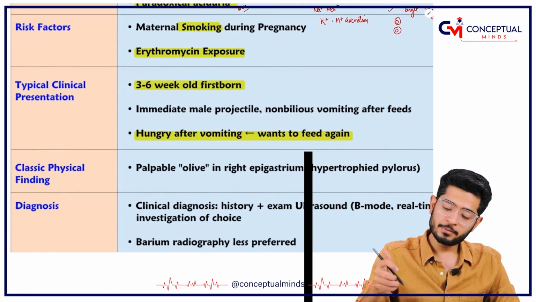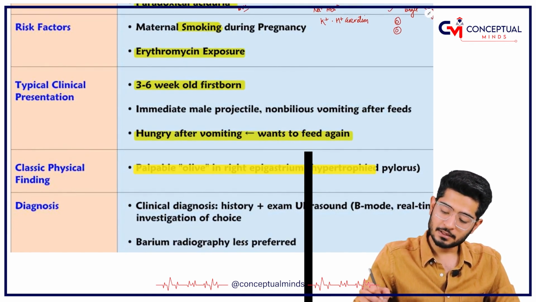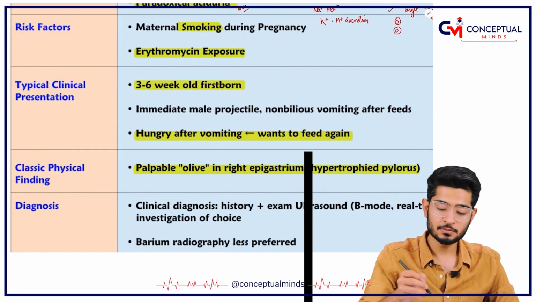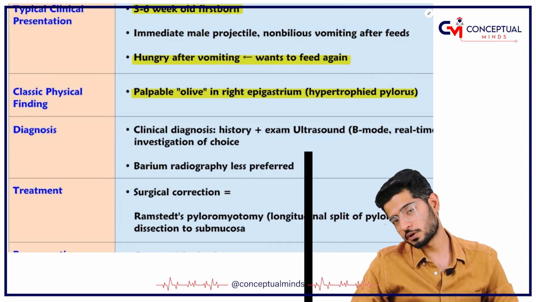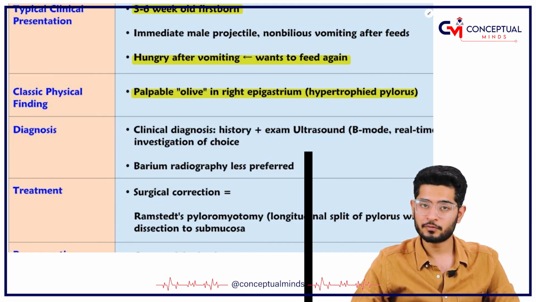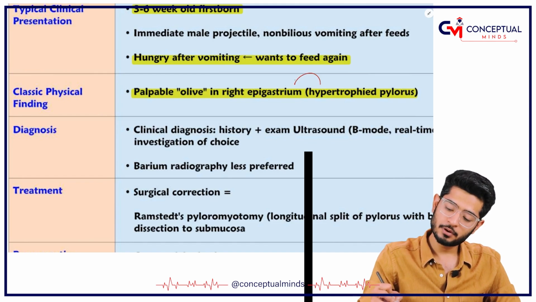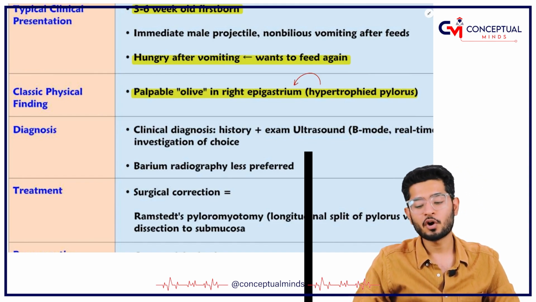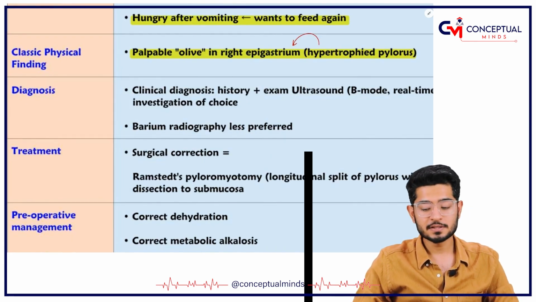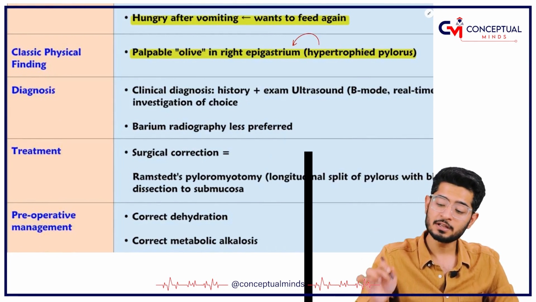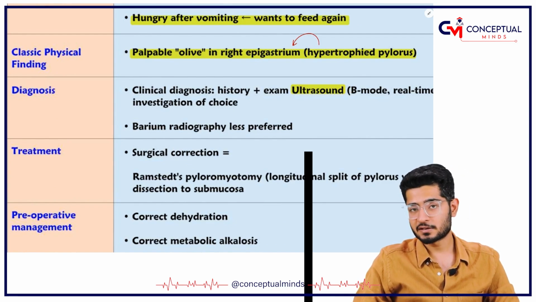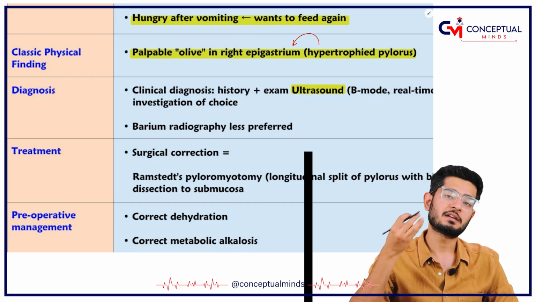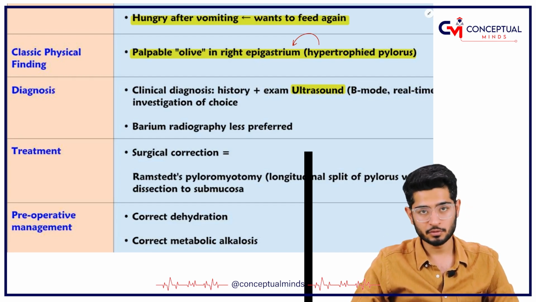There will be a palpable olive mass in the right epigastrium. Why right epigastrium? Because there is a hypertrophic pylorus, and because of the hypertrophic pylorus, there is going to be an olive shape in the right epigastrium. Now, how will you diagnose this? A very good modality is ultrasound. Ultrasound is going to show you the antral nipple sign, the cervix sign, the target sign. I have told you.